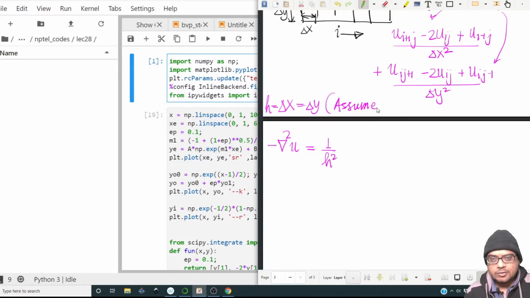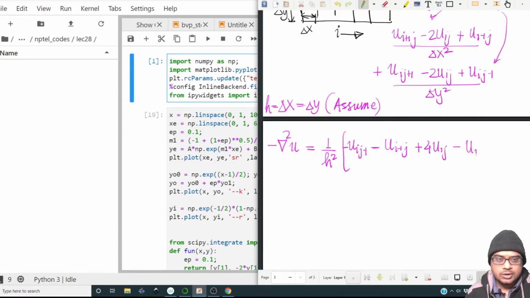So 1 by h square times, since there's a minus sign over here, you multiply everything by minus 1, so we will have minus u_{i,j-1}, minus u_{i-1,j}, plus 4u_{i,j}, minus u_{i+1,j}, minus u_{i,j+1}. This is what we have.